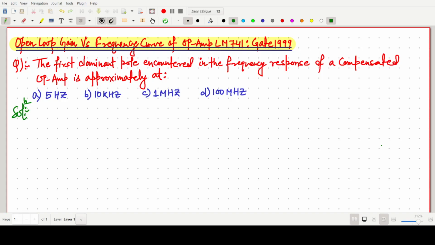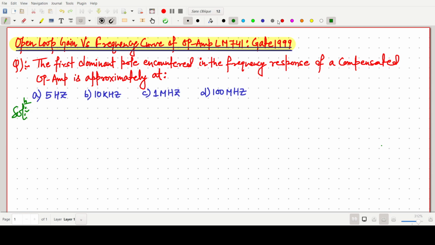Welcome everyone. In this video lecture, we will solve a very fundamental GATE 1999 question in which we have to find the first dominant pole encountered in the frequency response of a compensated op-amp. So this one is a very basic question. In this question, we have to know the open loop gain versus frequency curve of an op-amp.